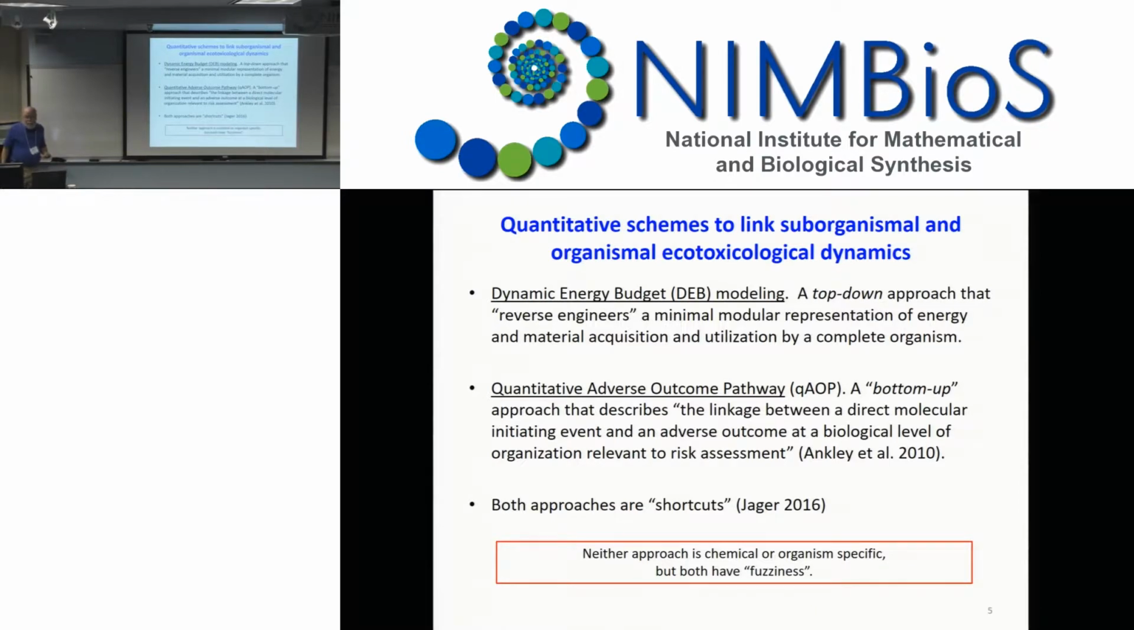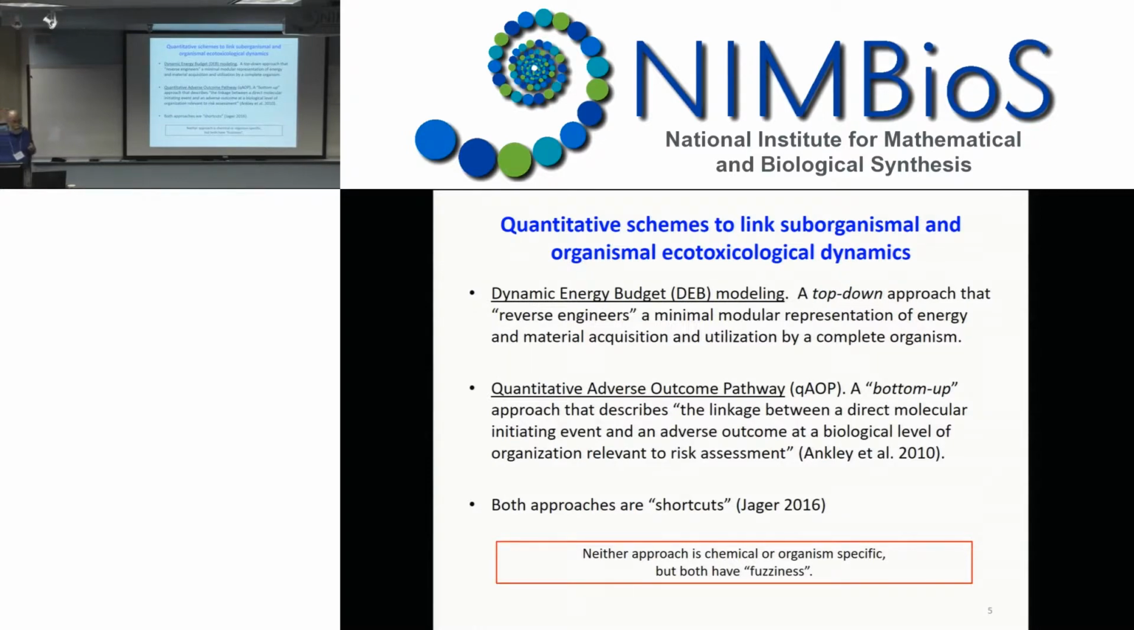And the alternative, which is in fact substantially more used currently, is the identification of so-called quantitative adverse outcome pathways. And this, in many ways, is a bottom-up approach that describes, and I'm here quoting from possibly one of the defining papers by Gary Ankley and others, the linkage between a direct molecular initiating event and an adverse outcome at a biological level of organization that is relevant to risk assessment.